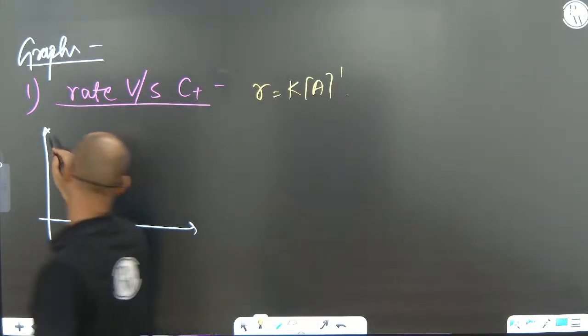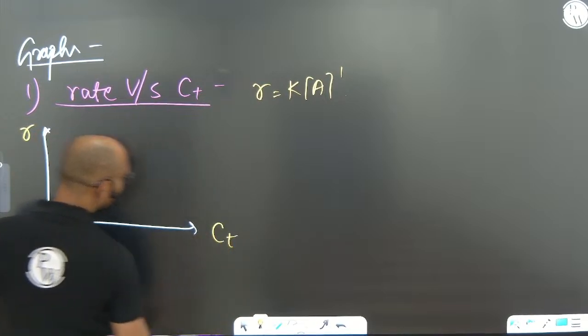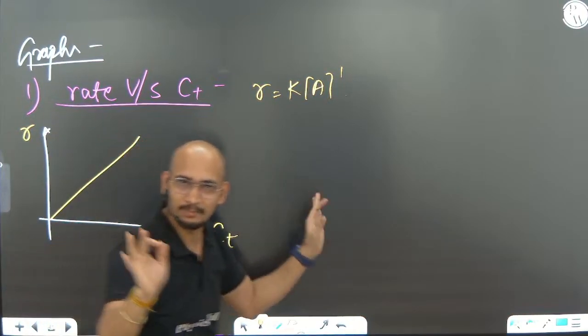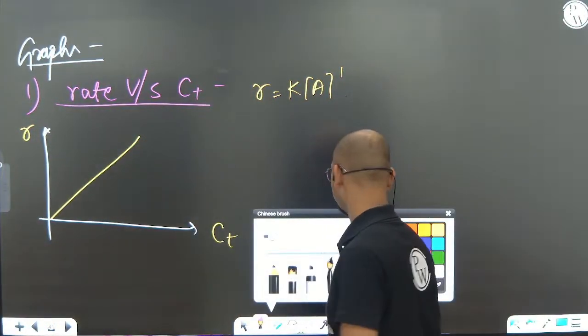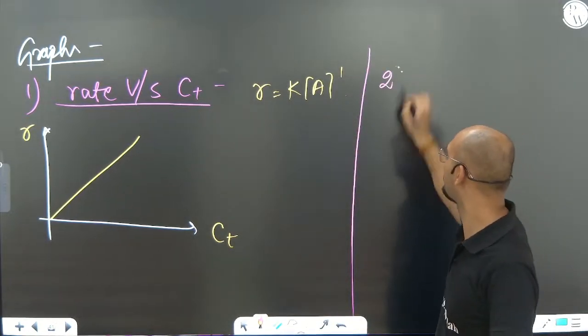So what we can say? So if it is rate and it is AT, or you can say CT, I hope you all can see that it is just a straight line. Not a big deal, easy one, right? Next. Easy. Second one.